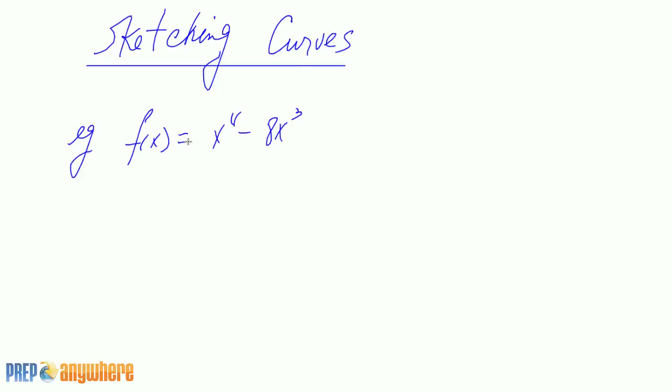So let's do a full sketch, and let's start with an easy one. From advanced functions, you actually know how to sketch this without doing any kind of analysis with calculus. You know this is a degree 4. So if I factor x to the power of 3, you get x minus 8.